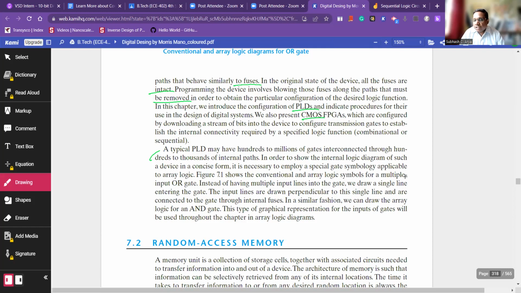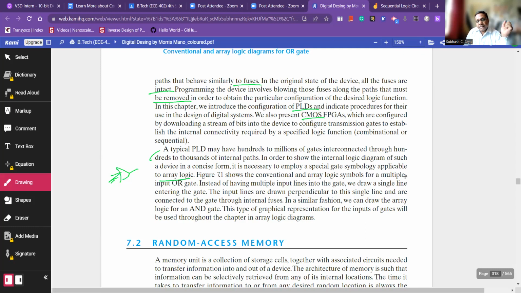In order to show the internal logic diagram of such a device in a concise form, it is necessary to apply a special gate symbology applicable to array logic. These gates used to have a large number of inputs, and a large number of arrays of logic gates are also there. So we have to develop some more advanced version of symbols.